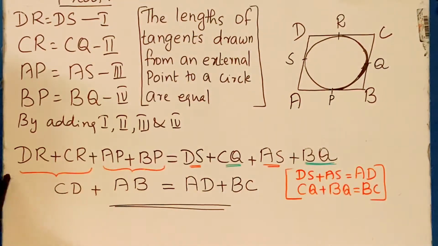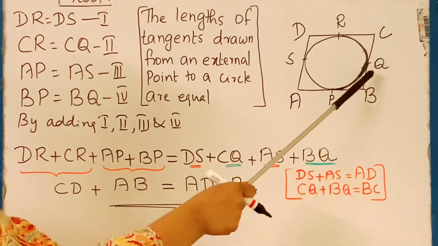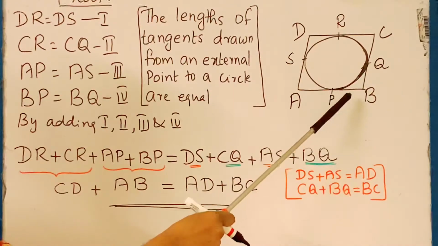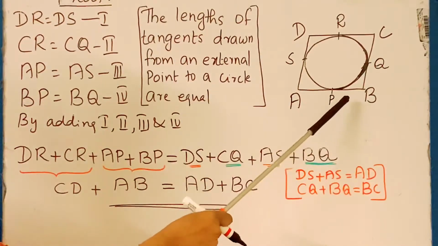By adding all these four, you get DR plus CR, that is CD, AP plus BP, AB, DS plus AS, AD, CQ plus BQ, BC. But we need to prove AB is equal to BC. Only when AB and BC are equal, that is, adjacent sides are equal, will a parallelogram be a rhombus.